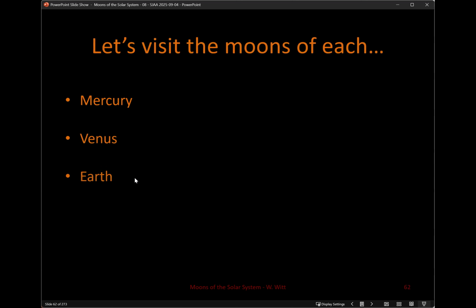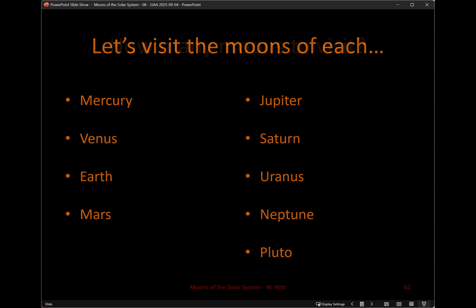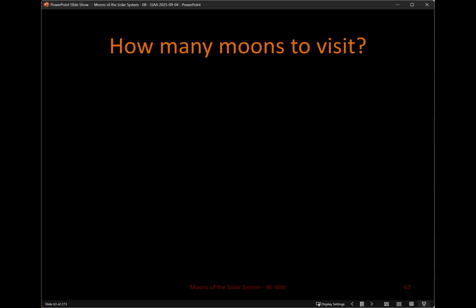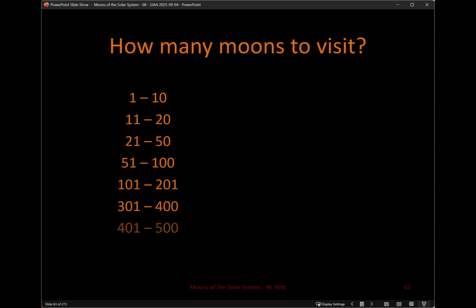And so we'll visit the moons of each of these planets. Before we do that, though, I have a question for you. How many moons do you think we need to visit? In your own minds for a moment, you can pick one of these ranges. How many moons do you think we need to check out on our journey through the solar system? I'll give you just 2 seconds here while I take a sip. So pick your range.